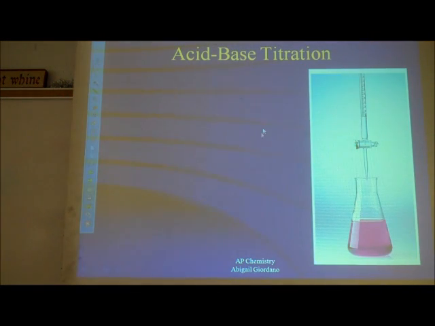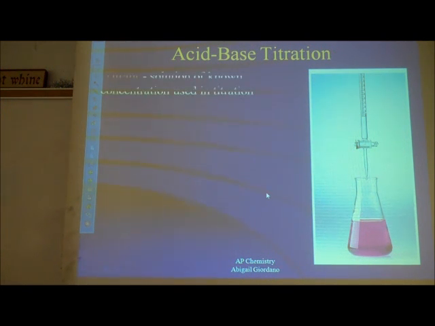Now, let's talk a little vocab. When we go into the lab and we do a neutralization reaction, we give it a different name. We call it a titration. Some of you will have done a titration in your Chem 1 class. Some of you won't. We are definitely going to be doing this year.